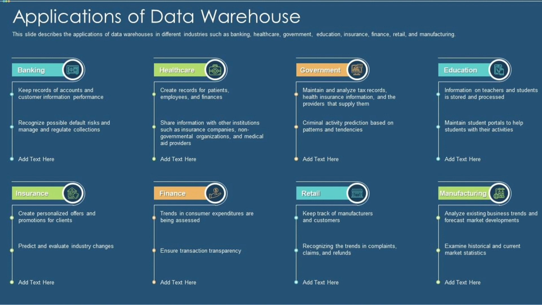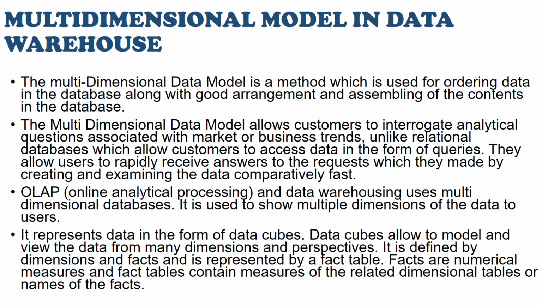So moving on to the next slide, we have the multidimensional model in data warehouse. The multidimensional data model is a method used for ordering data in the database along with good arrangement and assembling of the contents in the database. The multidimensional data model allows customers to ask analytical questions associated with market or business trends. Unlike relational databases, which allow customers to access data in the form of queries, they allow users to rapidly receive answers to their requests by creating and examining the data comparatively fast.